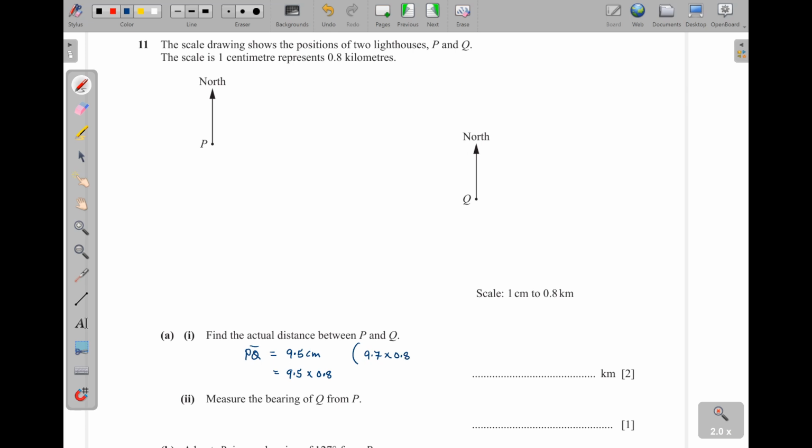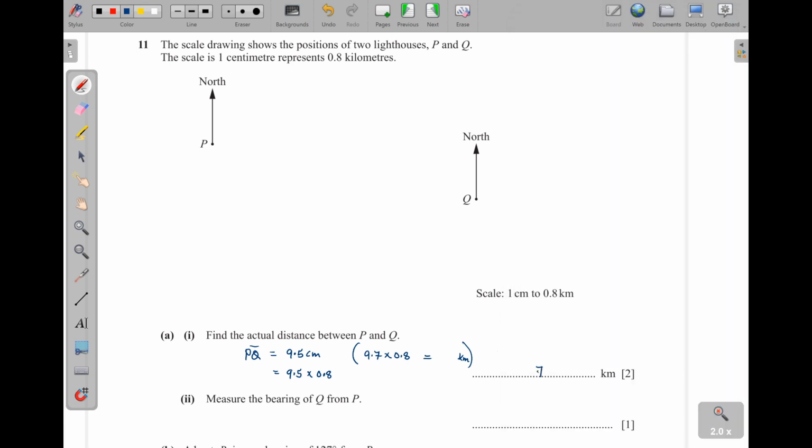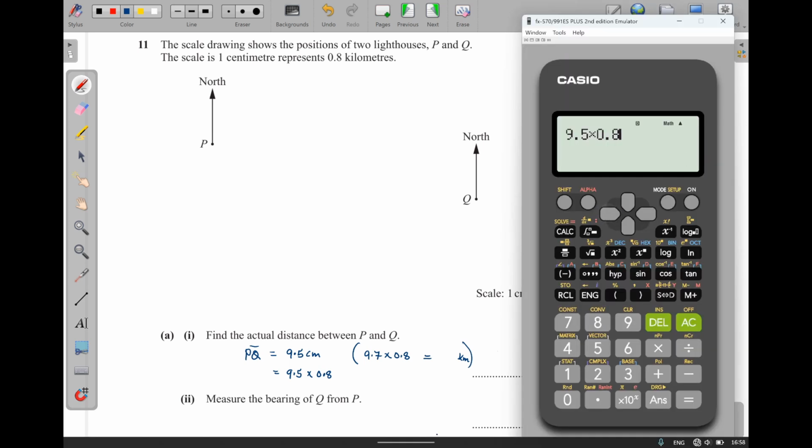Then I write my answer, which is going to be in kilometers. So when we multiply, what do we get? 9.5 times 0.8. That is 7.6. So the answer they have is 7.6 kilometers. But ours is 9.7. Please write what you have gotten.